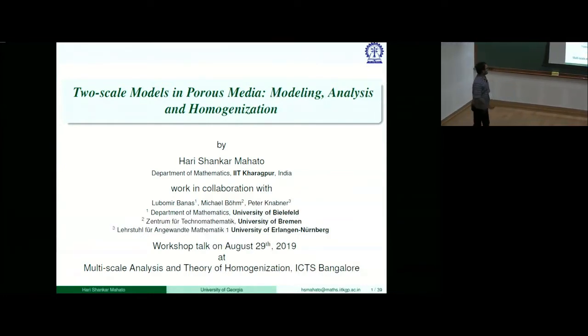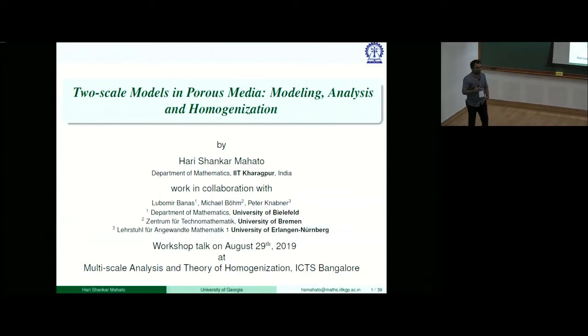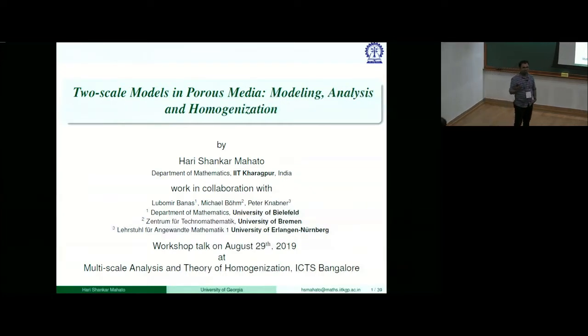All right. So first of all, thank you to the organizers for inviting me over. It's just that when I went through the program, I realized that people are talking about two-scale convergence, multiscale modeling, compensated compactness, periodic unfolding. So there is nothing much left for me to talk about.